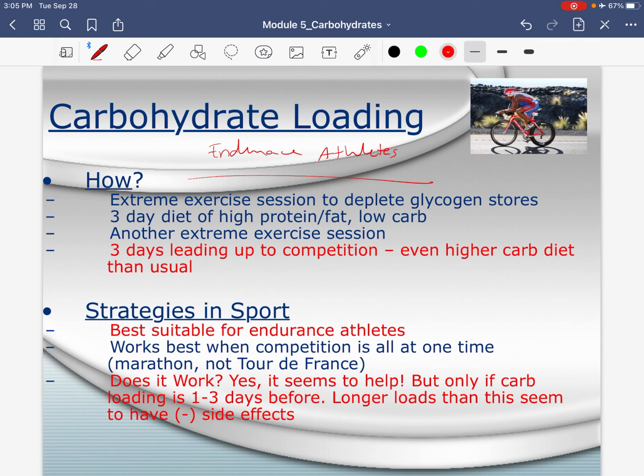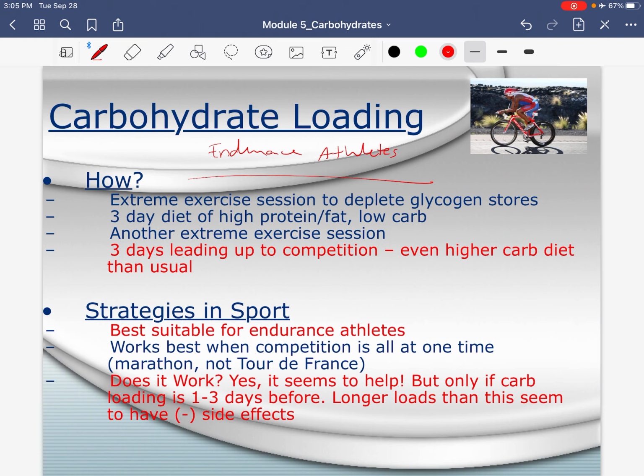For every other athlete, just having a good sized carbohydrate meal before is good enough, right? Mia Hamm doesn't need to carbohydrate load per se. She just wants to make sure that she has a really good, pretty high carbohydrate meal the night before. It is these extreme endurance athletes.